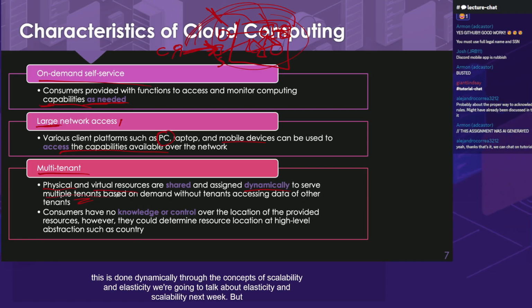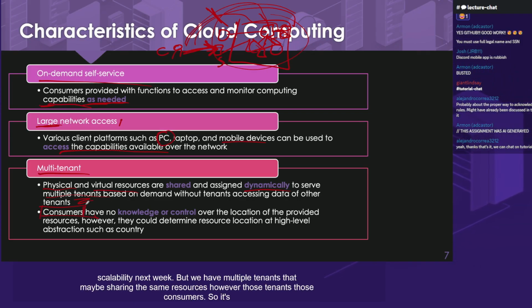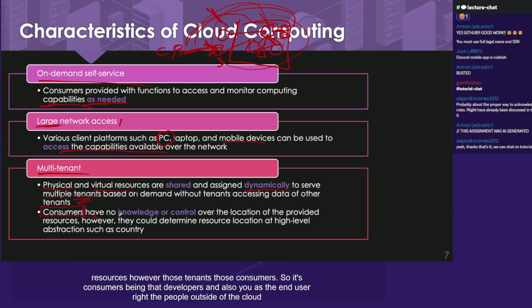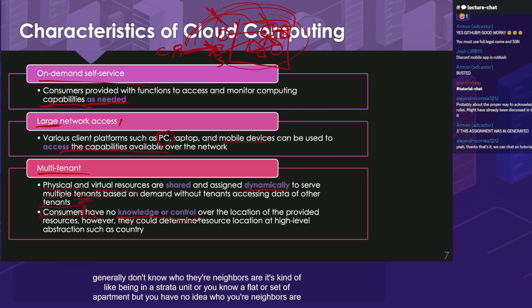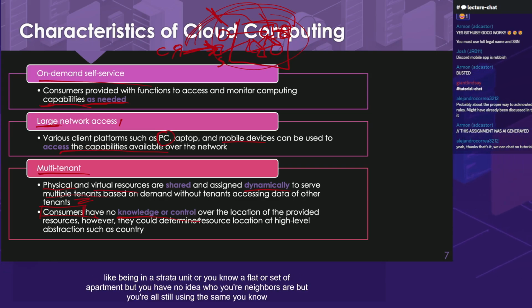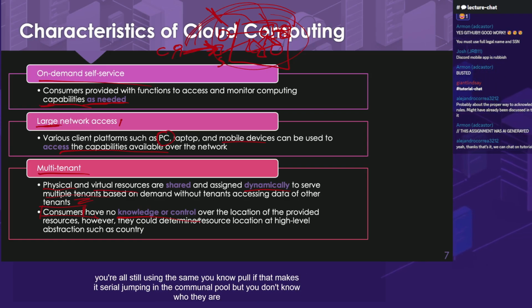But we have multiple tenants that may be sharing the same resources. However, those tenants, those consumers, so those consumers being the developers and also you as the end user, right? The people outside of the cloud, they generally don't know who their neighbors are. It's kind of like being in a strata unit or a flat or a set of apartments, but you have no idea who your neighbors are, but you're all still using the same pool, if that makes sense. You're all jumping in the communal pool, but you don't know who they are. I'd prefer that in a strata, just quietly, but I don't know who they are.